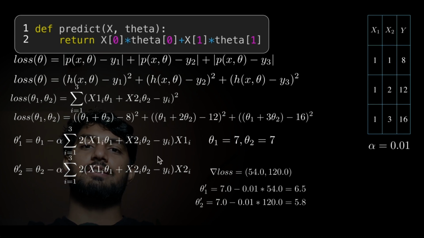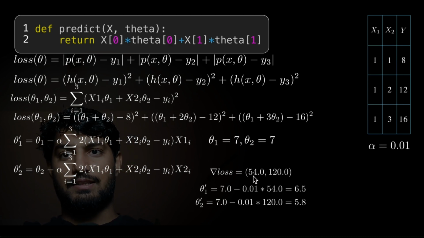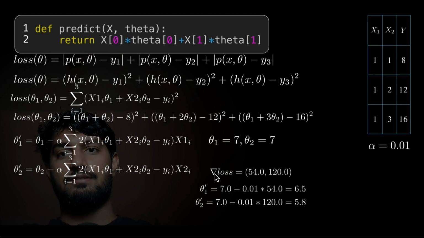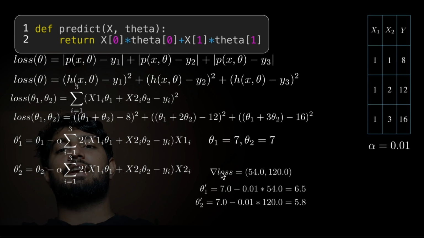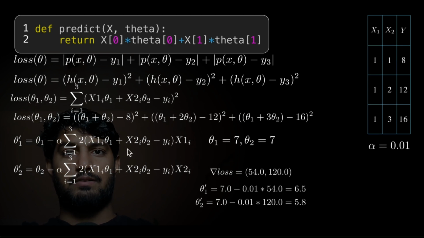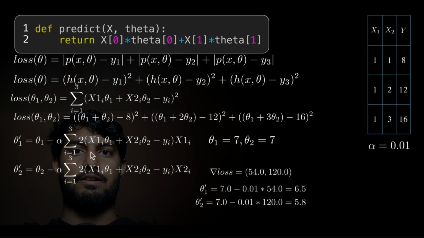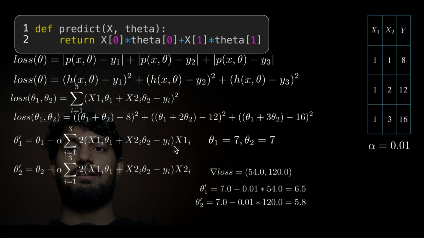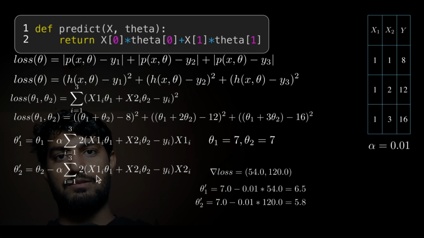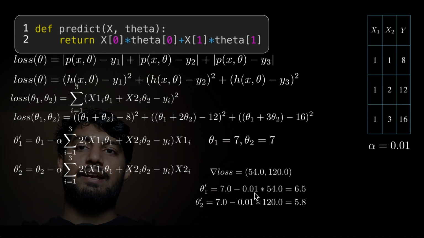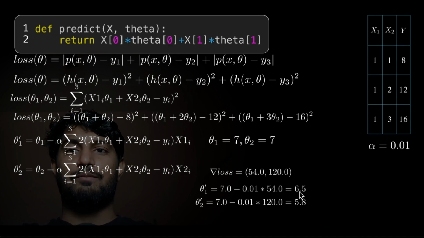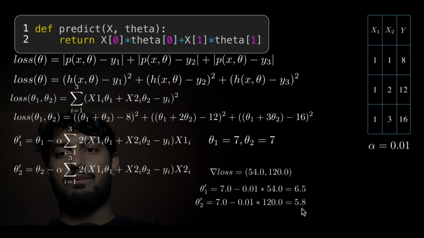So when we start with 7, 7 as theta, our loss will be something like this. The gradient, this is the sign of the gradient. A lot of places you will see this triangle as the sign of gradient. So the gradient for this loss, for theta 1 and theta 2: if I solve this part, I'll get 54, and this part I'll get 120, when the input was 7, 7. Then that value I multiply with the learning rate. You can see theta got decreased to 6.5, 5.8, something like this.